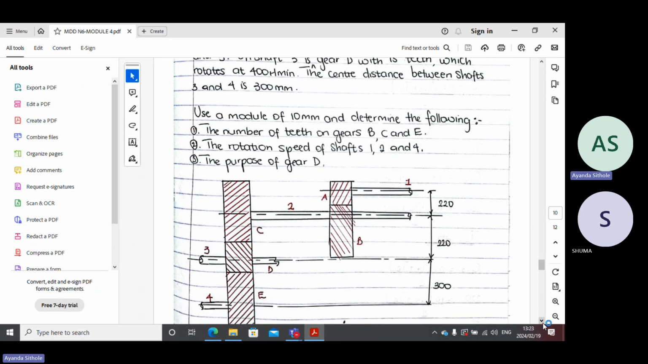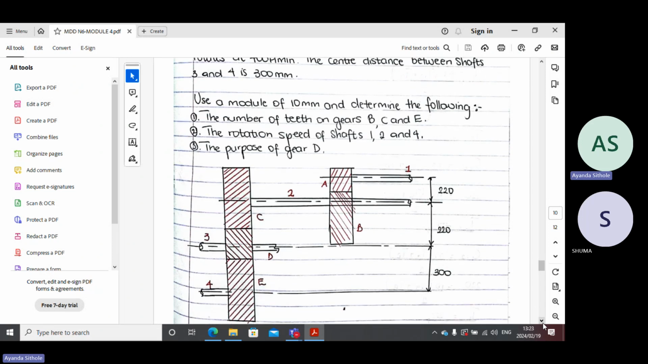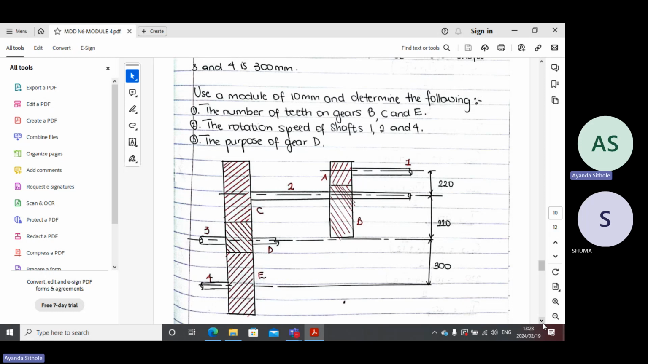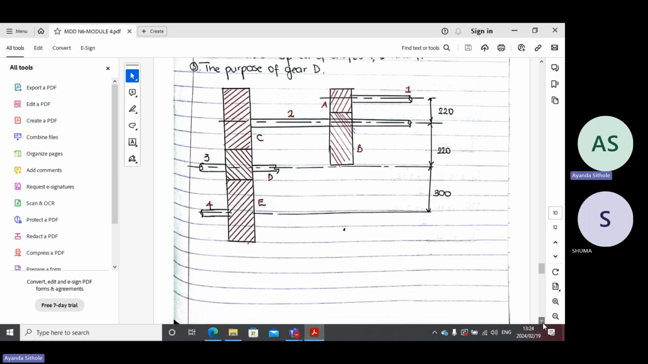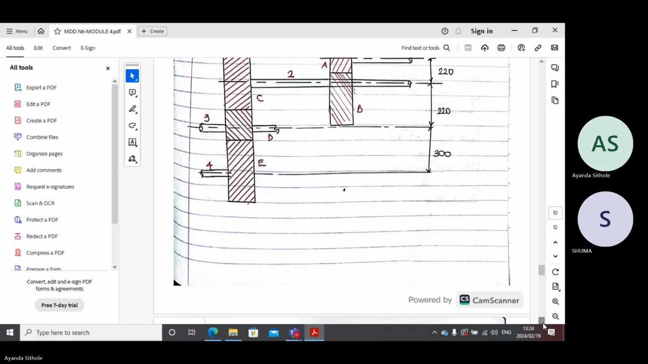So we are asked to determine the number of teeth on gear B, C, and E, the rotational speed of shafts 1, 2, and 4, and the purpose of the gear. Okay, so let us check the solution of this example.